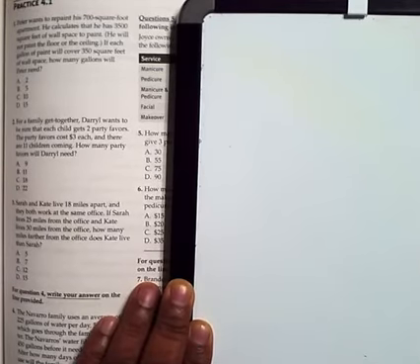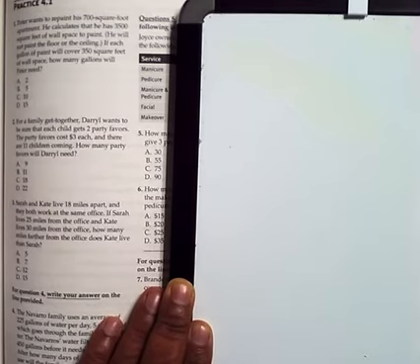Hello students, I'm going to show you the solutions to a few word problems. We'll start with question number 1 at the top.